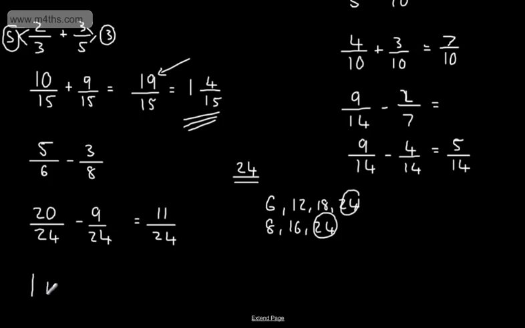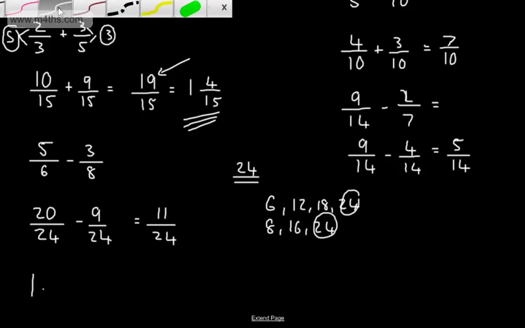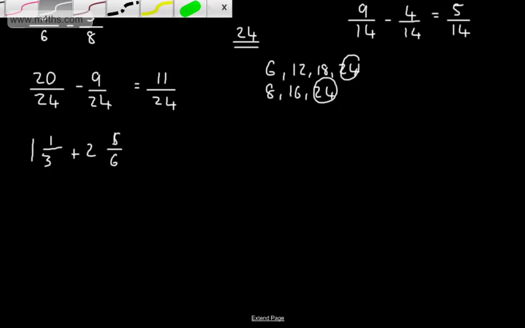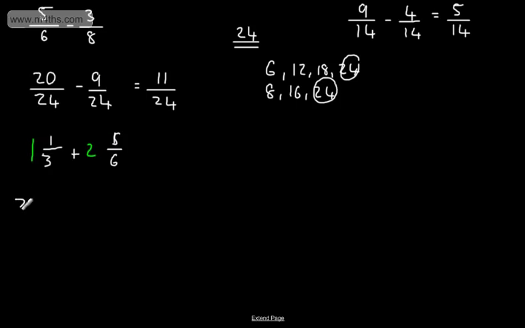Let's just look at a mixed number. Let's say we've got 1 and a third. So 1 and 1/3 plus 2 and 5 over 6. So with this one, what I like to do is add the whole numbers. So 1 and 2 is going to give me 3. So I'm first going to write that I'm going to have 3. And then I'm going to have now a third plus now 5 sixths.